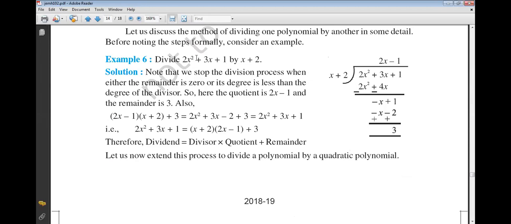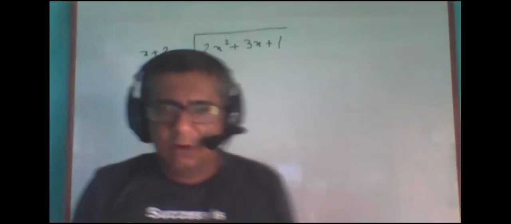In 9th standard you have studied this, the division of polynomials. Even if you have not studied, I'll teach you. Just take a note on the board. On the board I'll write the question. You have to divide 2x square plus 3x plus 1 by x plus 2. Just have a look on the board. The board is visible to all of you.